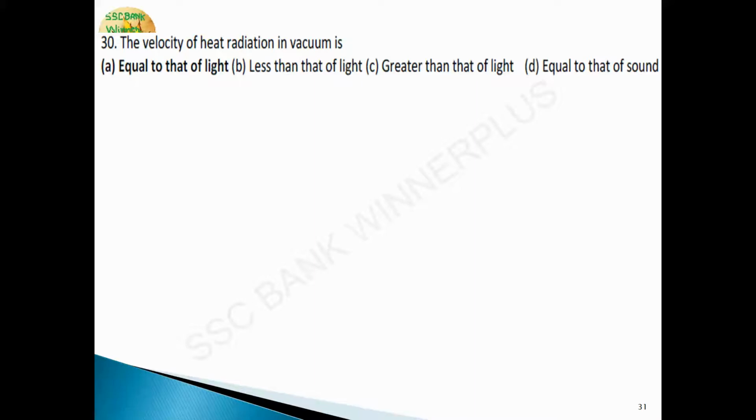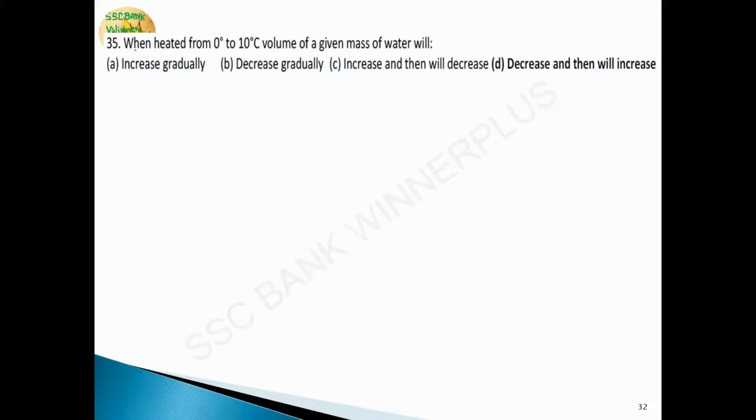The velocity of heat radiation in vacuum is equal to that of light. When heated from 0 degree to 10 degree centigrade, the volume of a given mass of water will decrease and then it will increase. Option D is the answer. That means while we are heating water, first it will decrease, then it will increase.